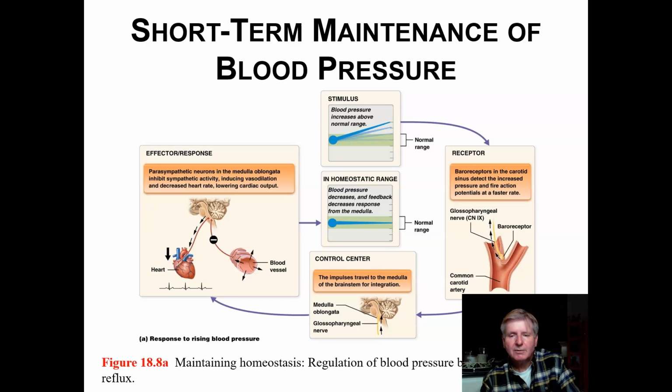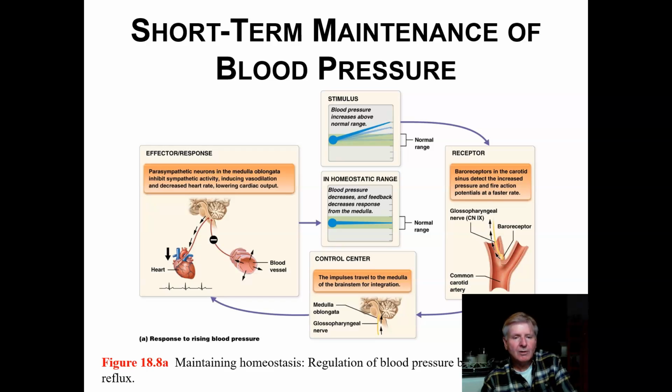The baroreceptors in the carotid sinus detect this increased pressure, and the action potentials are going to fire at a faster rate. The impulses then travel to the medulla, the brainstem, for integration. The parasympathetic neurons in the medulla then inhibit any sympathetic activity, which induces vasodilation and a decreased heart rate, and that will then lower your cardiac output.